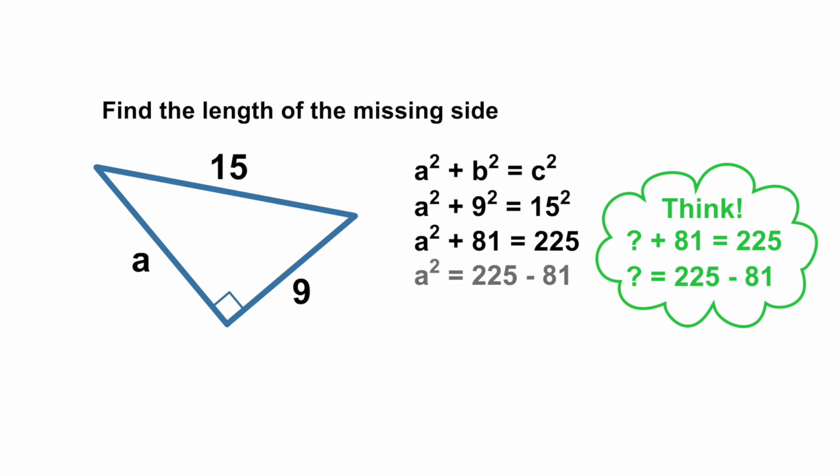So a squared must equal 225 subtract 81, which is equal to 144. And we know that this is correct because 144 add 81 is equal to 225. So what number, when squared, is equal to 144? And of course, if you know your multiplication tables, the answer is 12. 12 squared is equal to 144, so the missing length is 12 units. And we have another Pythagorean triple, 9, 12, 15.